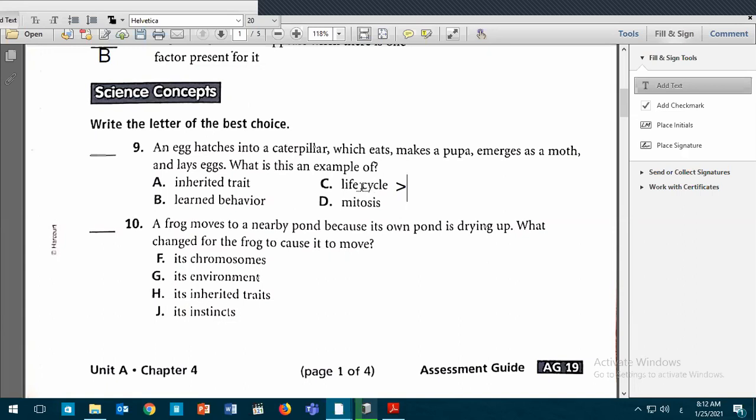You said its instinct changed. Why would it change? Exactly, environment. Yes, it's environment. So see, guys, when you reread the question again, we can actually change our minds.